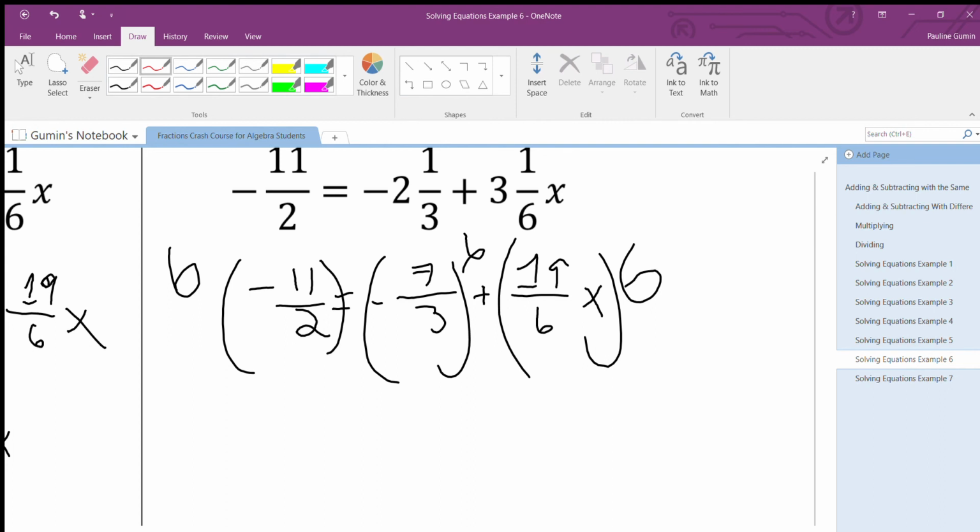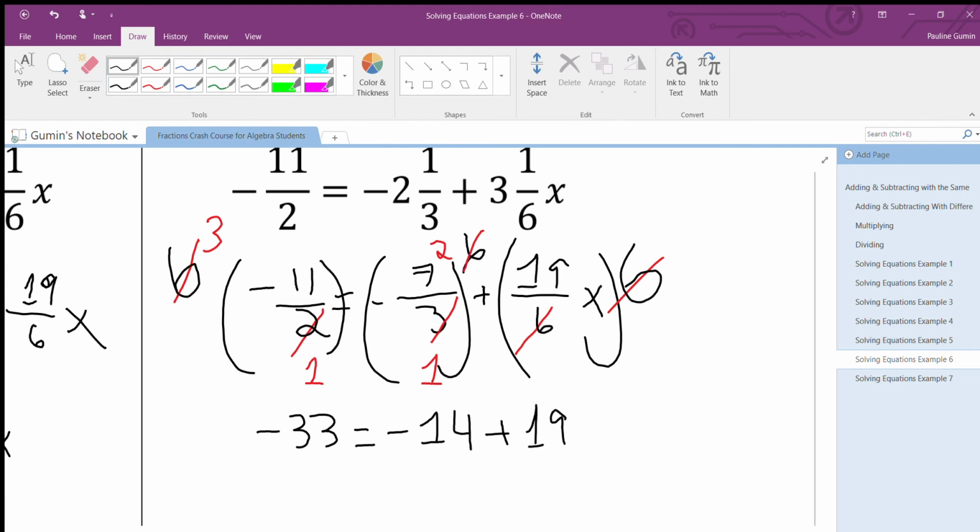Okay. So when we do the 6 and the 2, 2 becomes 1, 6 becomes 3. The 3 and the 6, 1, that becomes 2. Those cancel. Gorgeous. So we're left with negative 33, because 3 times negative 11. Negative 7 times 2 is negative 14, plus 19x.